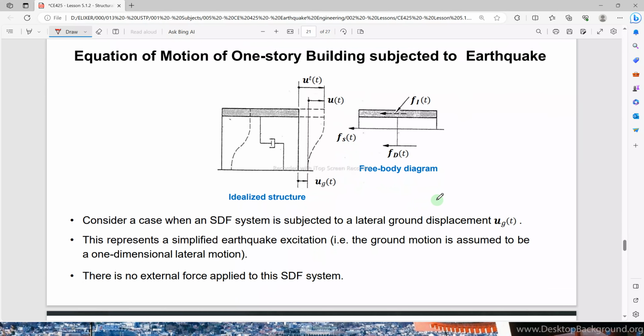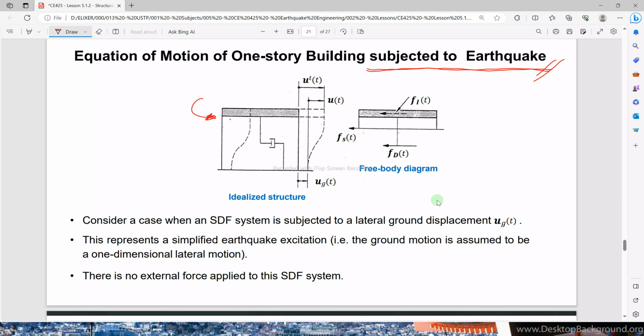Now, let's proceed with this one. This one is again a single degree of freedom system. This is a one-story building, but the building is not subjected to an external dynamic force; rather, the building is subjected to an earthquake. In this example, we remove the external dynamic force, but we allow the structure to experience vibratory ground motion or earthquake in one direction. So we allow it to move in one direction.